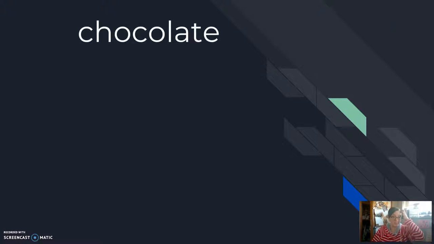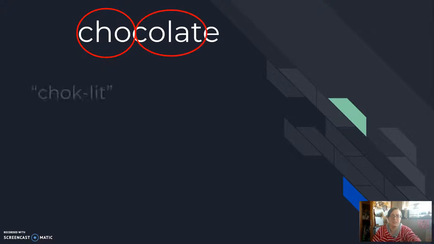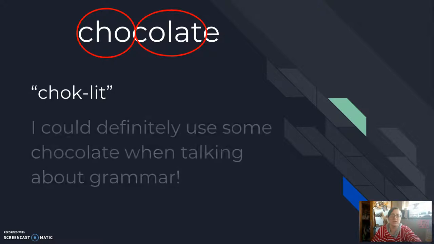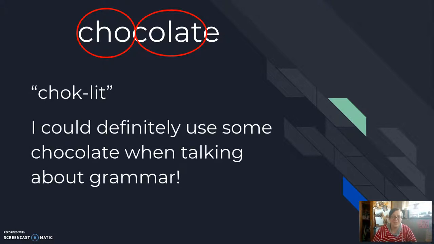This is one of my favorite words, especially in English class when we're having difficult grammar. I truly believe that chocolate is helping our brain to function better when we're struggling with difficulties in English. My longer, clear pronunciation, chocolate. My short American English pronunciation, I say chocolate. I could definitely use some chocolate when talking about grammar. Hot chocolate. What kind of chocolate do you prefer?